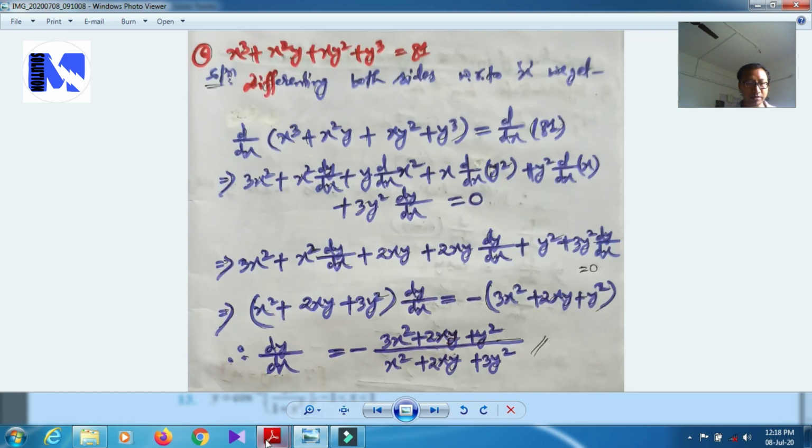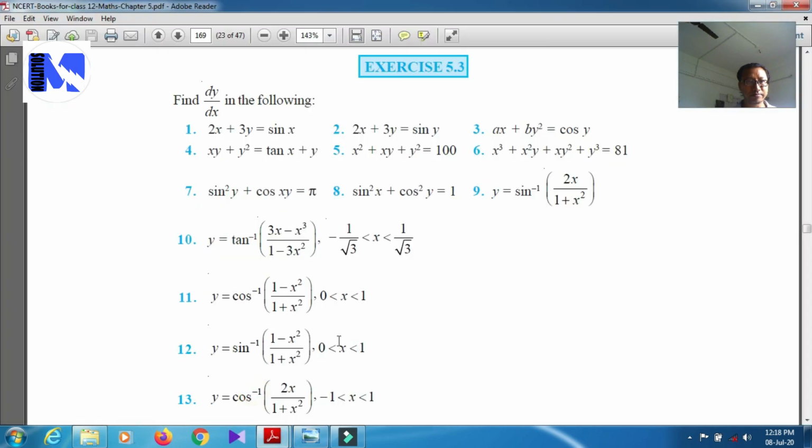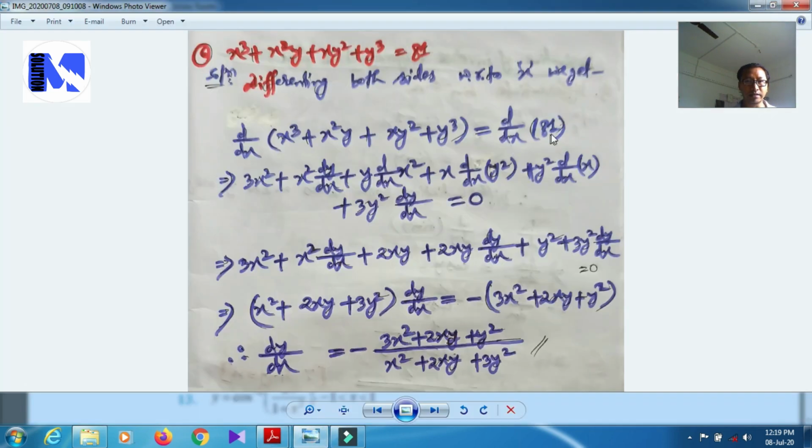I have done question number 6, because 3, 4, 5 are almost the same. If I do question number 6, this will help you to do questions 5 and 4 as well. Question number 6: x cube plus x square y plus x y square plus y cube equal to 81. Just the same process. We have to differentiate both sides with respect to x, left hand side and right hand side.